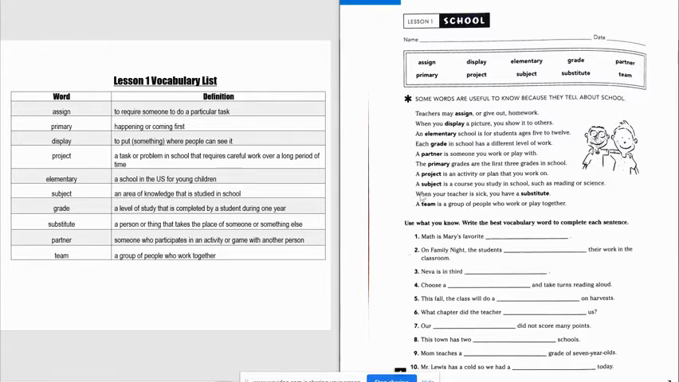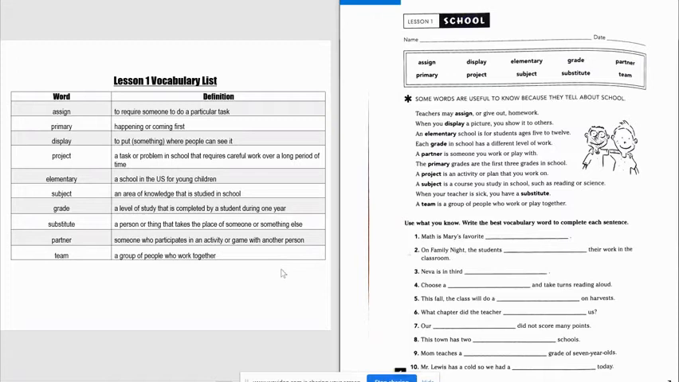A subject is a course you study in school, such as reading or science. The definition over here is very much the same. Subject, an area of knowledge that is studied in school. So our subject in our class is English, where we go over reading and writing. The next word is substitute. When your teacher is sick, you have a substitute. Our definition: substitute is a person or a thing that takes the place of someone or something else. Similar to the word alternative that we learned last week. Team. A team is a group of people who work or play together. Exact same definition over here. Team, a group of people who work together.